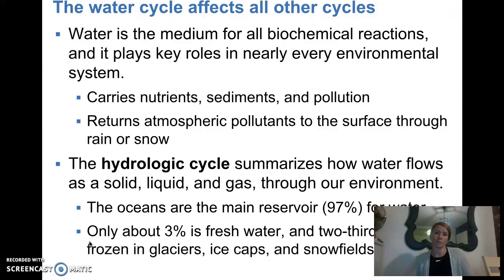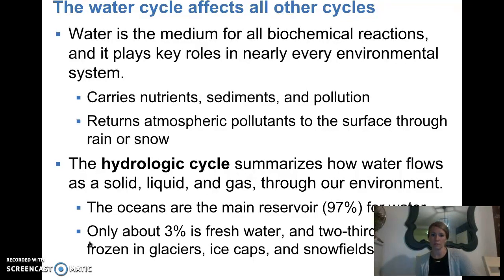It's how they move around plants. It's how they move a lot of times in the air, in the water, obviously. And it returns atmospheric pollutants to the surface through rain or snow. So anything that gets into the air comes back to the earth through water, through precipitation. So the hydrologic cycle summarizes how water flows as a liquid, a solid, and gas through our environment.